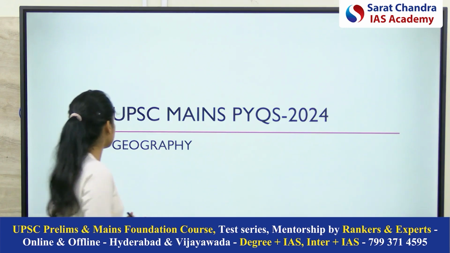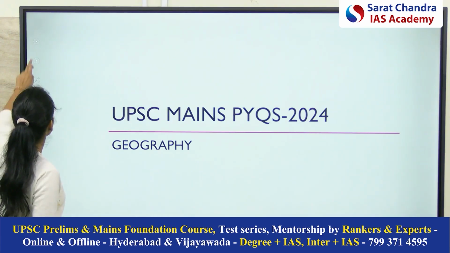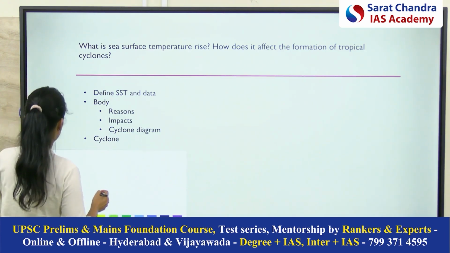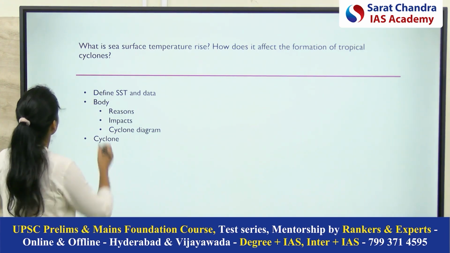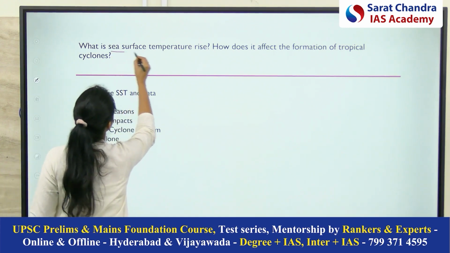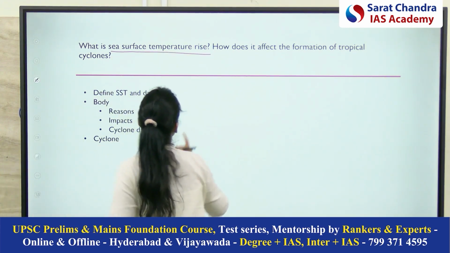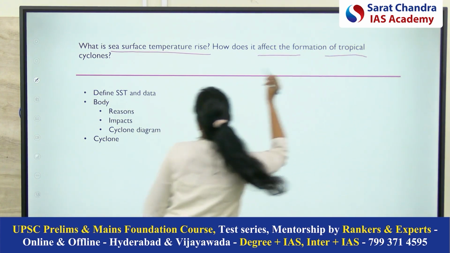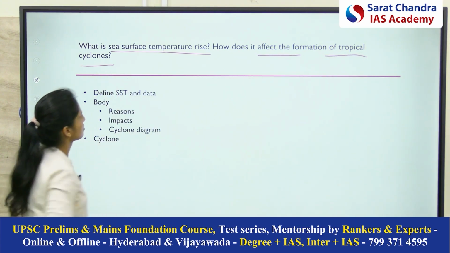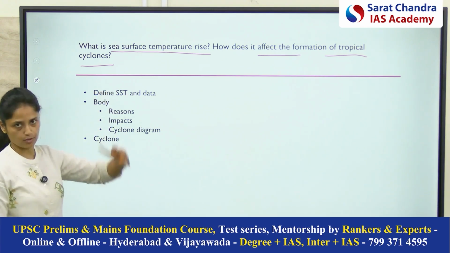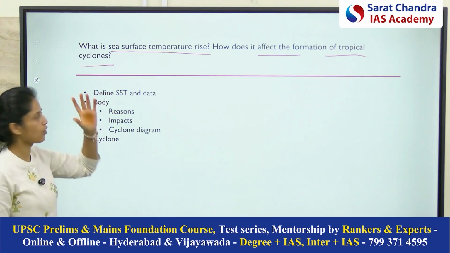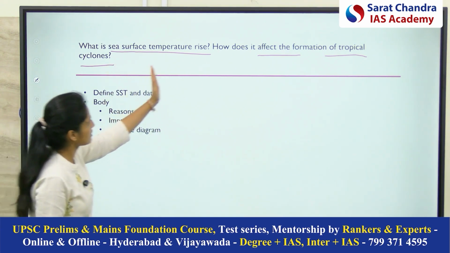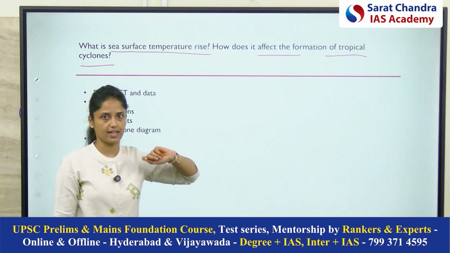paper. So our question is, what is sea surface temperature rise and how does it affect the formation of tropical cyclones? So basically it is asking two things. First of all, you have to write what is sea surface temperature rise. Second, what is the effect of this rise on the formation of tropical cyclones.